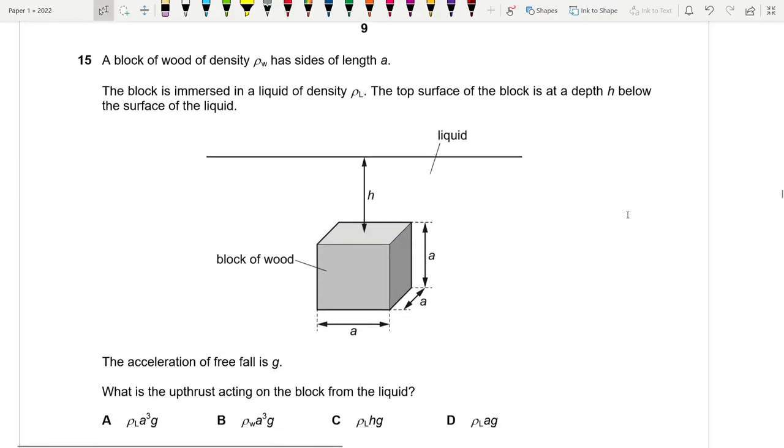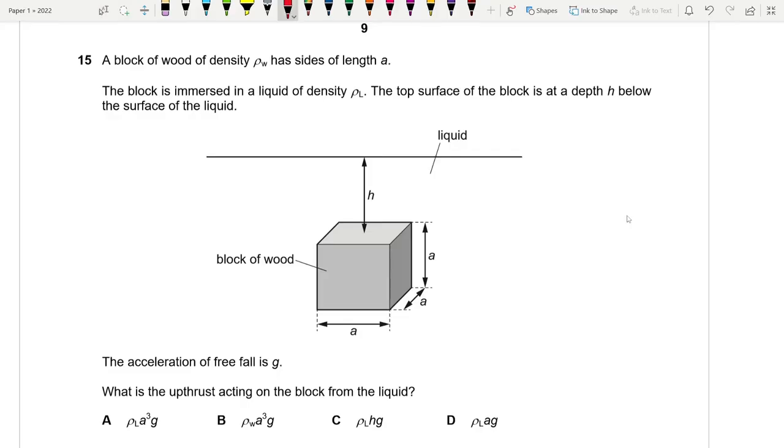A block of density rho W has sides of length A. The block is immersed in a liquid of density rho L. The top surface of the block is at a depth h below the surface of the liquid. The acceleration of free fall is g. What is the upthrust acting on the block from the liquid?